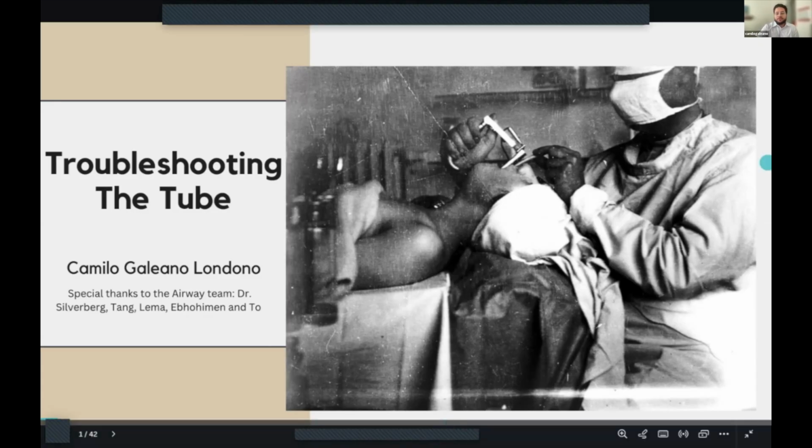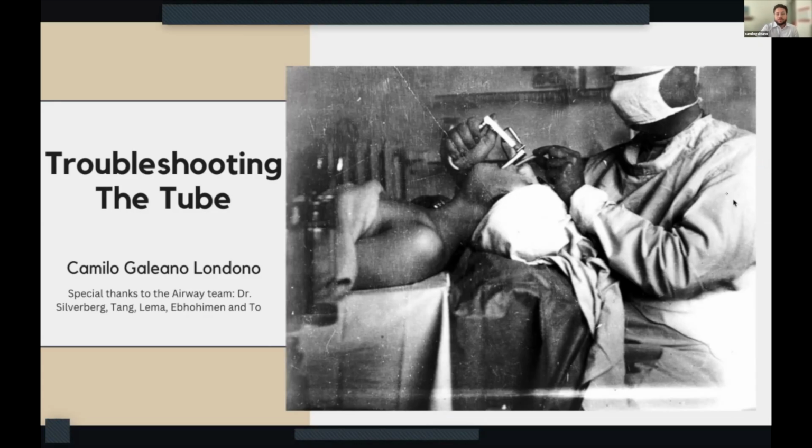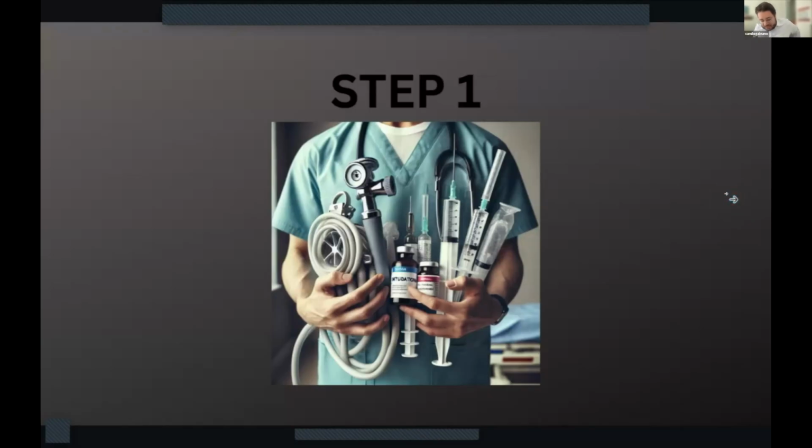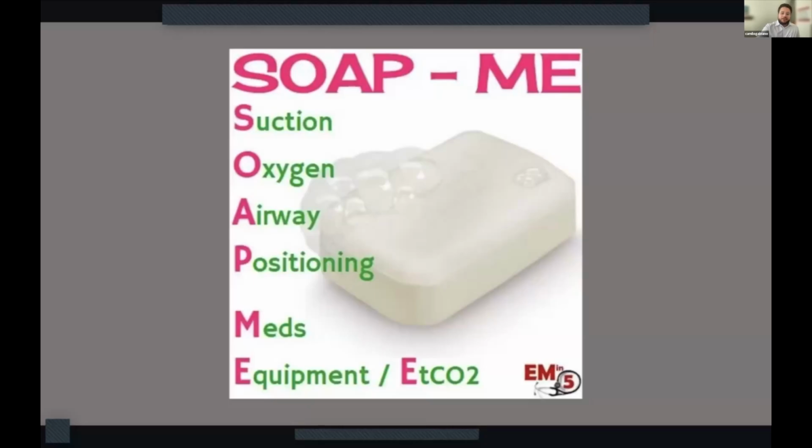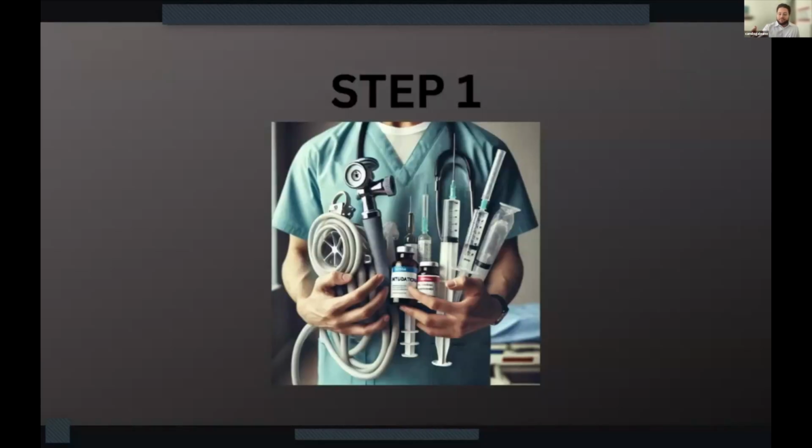So let's go. Step one, whenever you decide to intubate, the first step that you do is gathering your supplies. When I first made this lecture series, ChatGPT's image creation wasn't that good. As you can see, this is what ChatGPT believes gathering your supplies would look like. But it clearly lacks your laryngoscope and your ET tube.